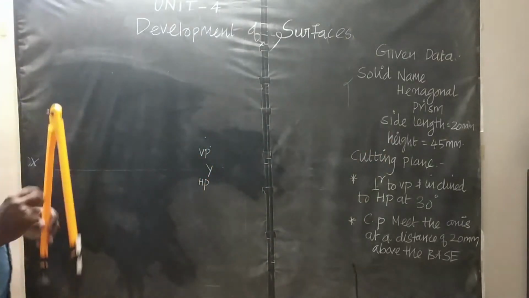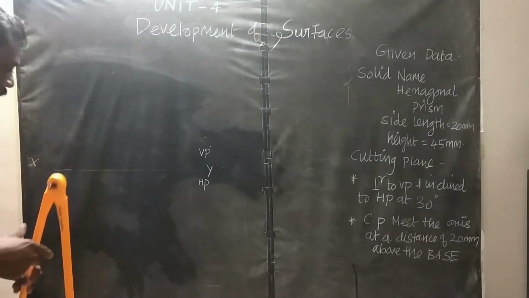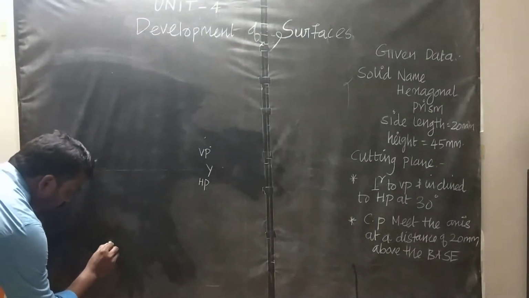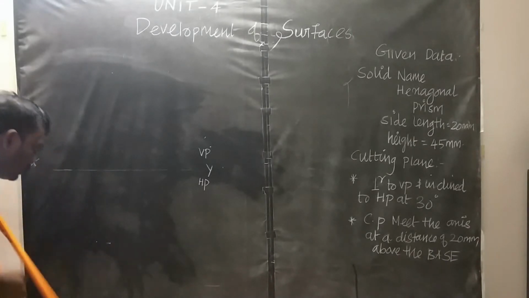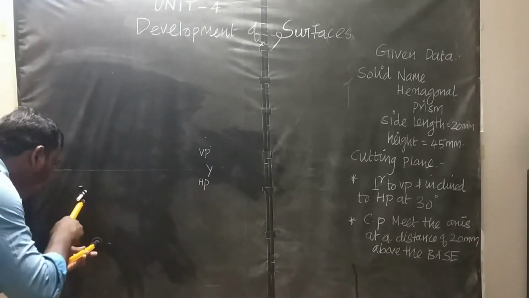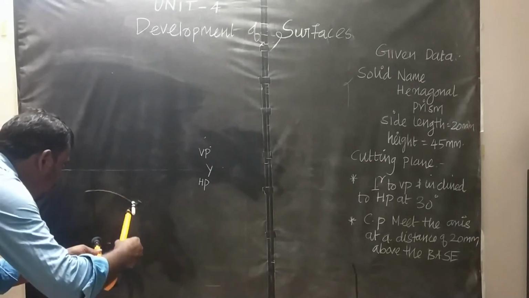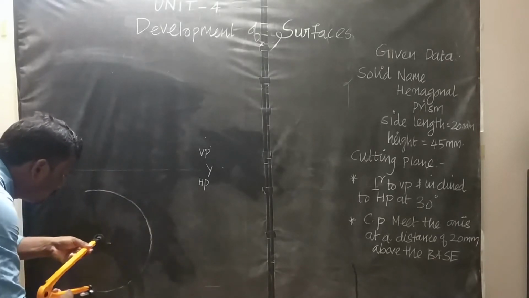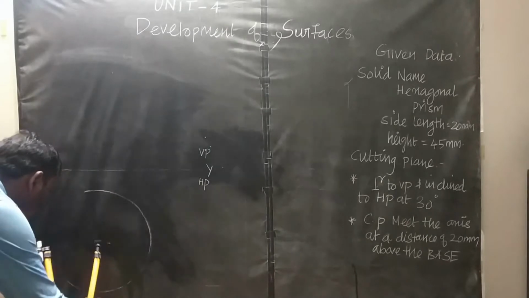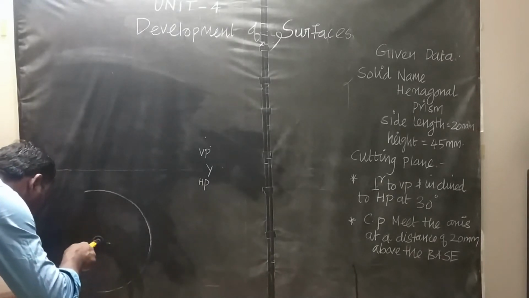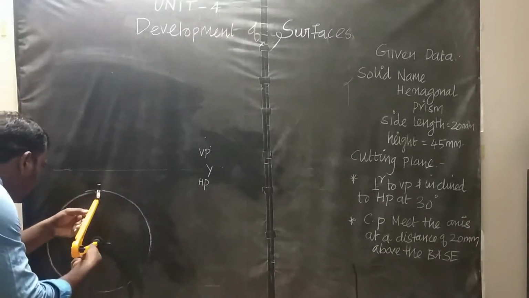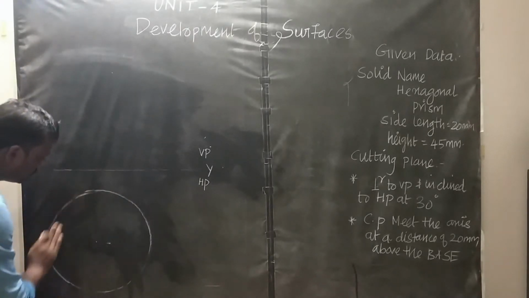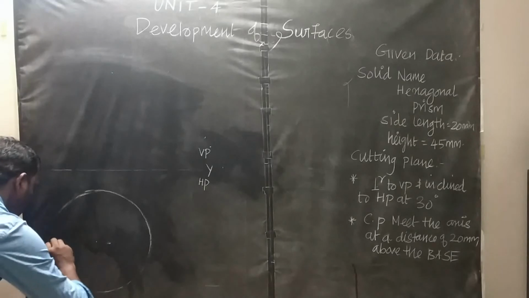Okay? Now take 20 mm as radius. Randomly take one point here. That point is the center. Then make one circle. Draw that circle lightly. So take a 2H pencil, then do this work.